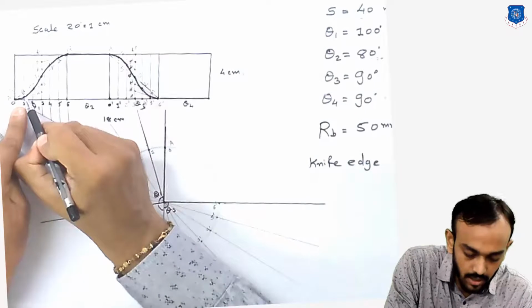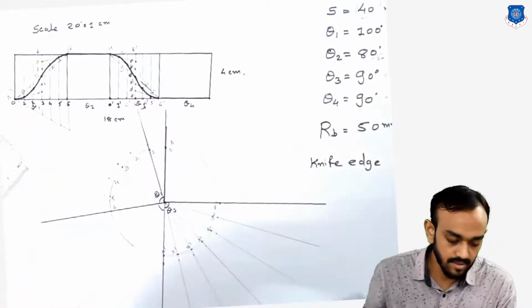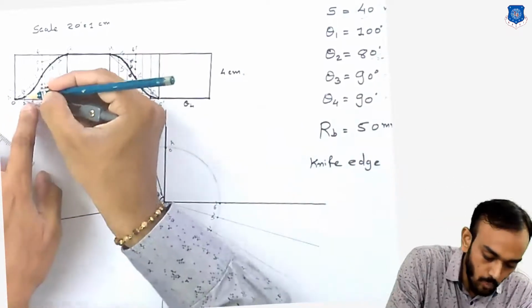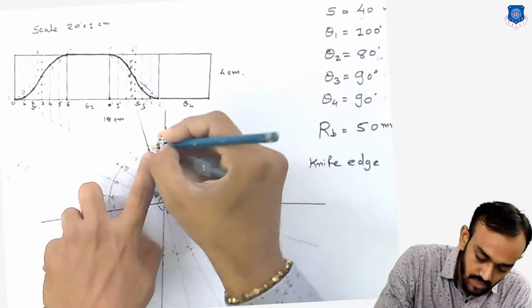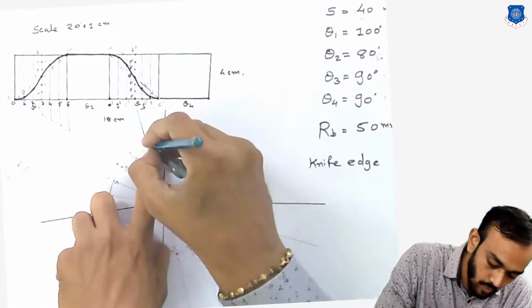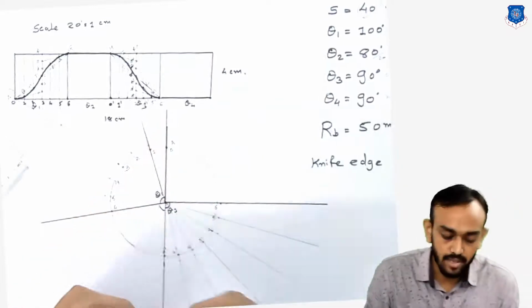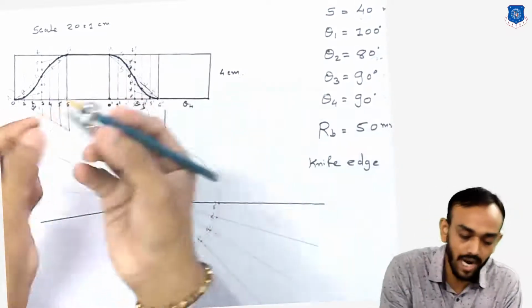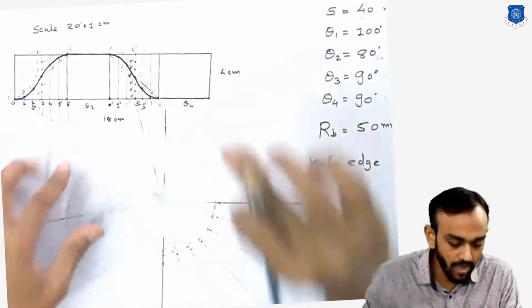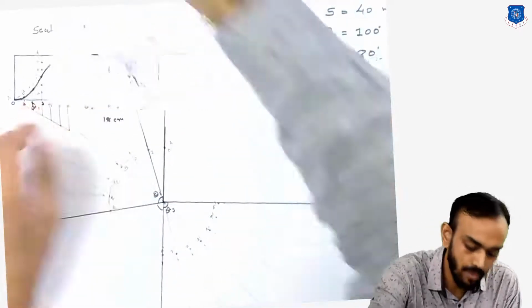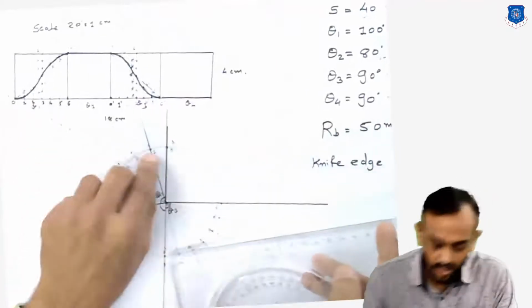Then 1 to B, we have to measure this distance from 1 to B here, and make the arc here at some distance, with 1 as a center. Okay, and this distance is very small. If you can't get it on your compass, you can also measure here like 1 or 2 mm. This distance is very small, you can measure and apply here.